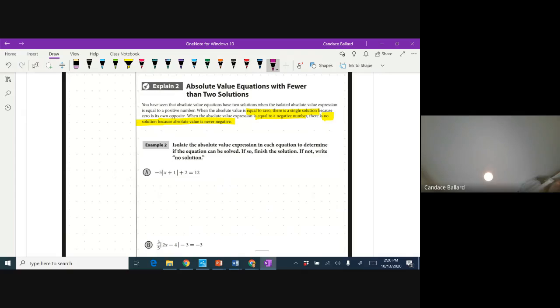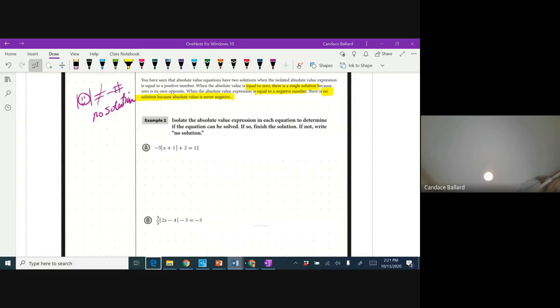So if I have an absolute value of something, okay, I have a smiley face, and I have it equal to a negative number out here, I cannot do that. There is not a possibility for that to happen. So if it's absolute value equal to a negative, you write no solution. Okay. All right, so let's try a couple.